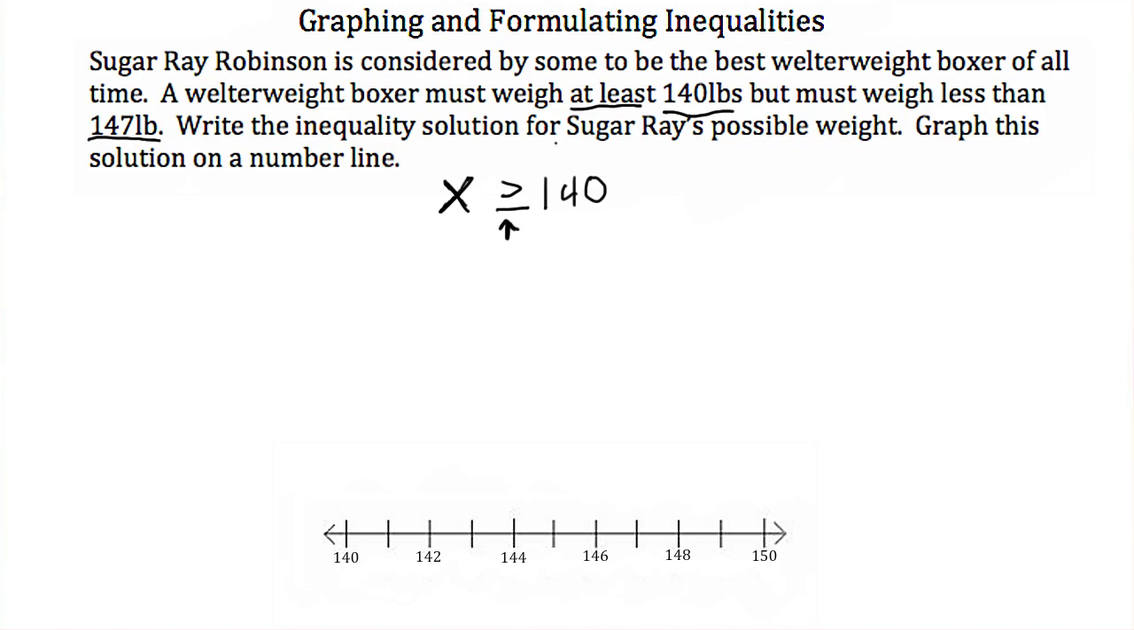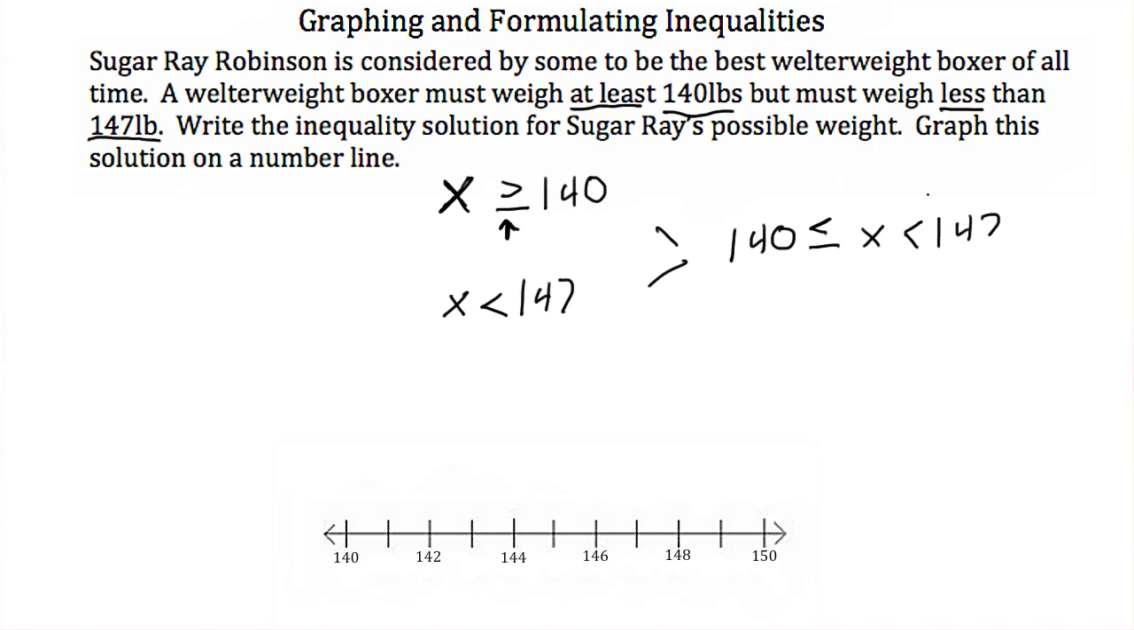Now we're also told that a welterweight boxer must weigh less than 147 pounds. Now, it doesn't say 147 pounds must be less than or equal to, it's just weigh less. So that also means that X must be less than 147 pounds. Now if we put those together, it's common to write it like this. 140 must be less than or equal to X, which must be less than 147.